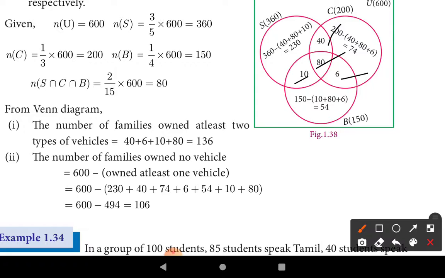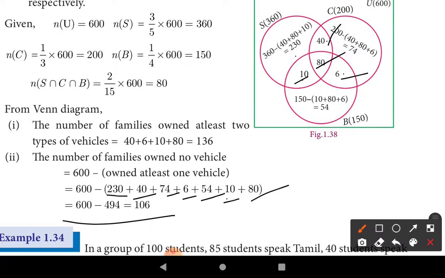Next, the number of families who own no vehicle. So which people do not own any vehicle? Okay. What do you do? You add all this: 230, 40, 74, 6, 54, 10, 80, and subtract from 600. So add all this, you will get 494, and when you subtract from 600, you will get 106.